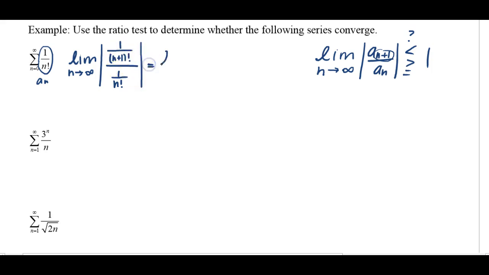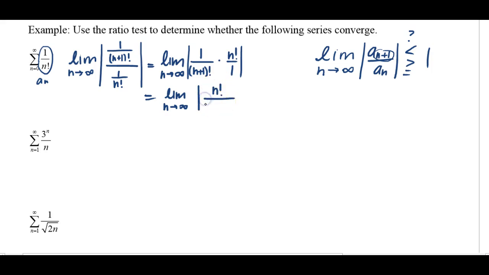Alright, so now we're going to do the limit as n approaches infinity. So right here, this is a fraction over a fraction. So instead of doing 1 over n plus 1 factorial over 1 over n factorial, let's do 1 over n plus 1 factorial times n factorial over 1, still in absolute value bars. So this is the limit as n approaches infinity of the absolute value of n factorial over n plus 1 factorial.